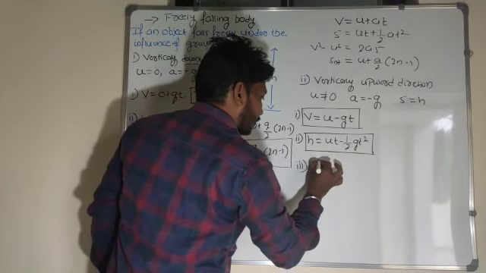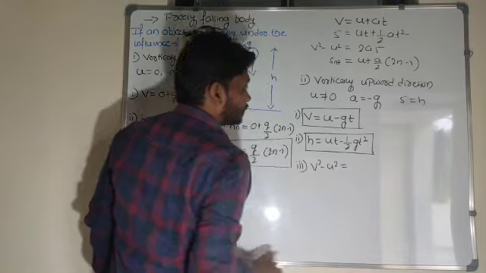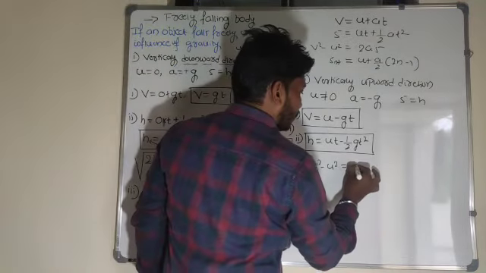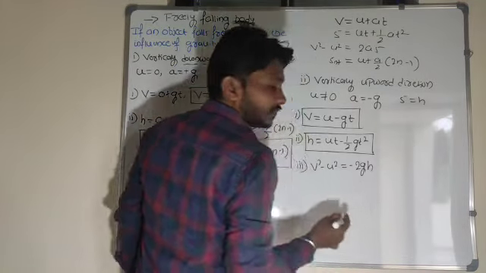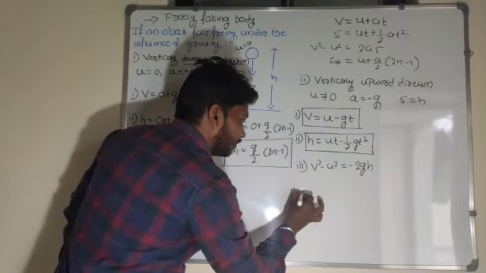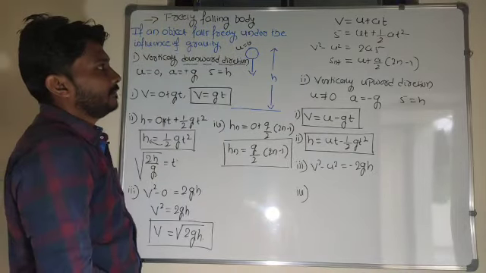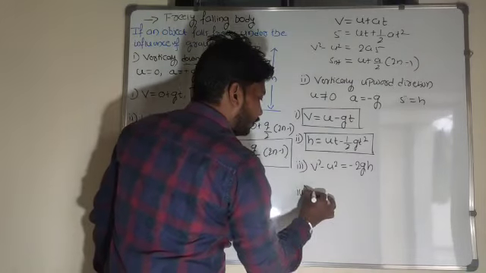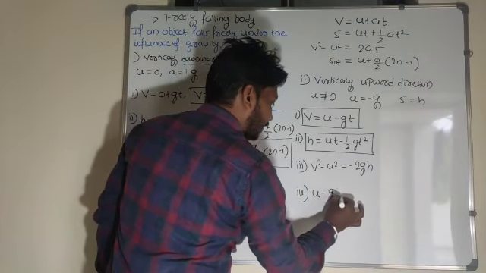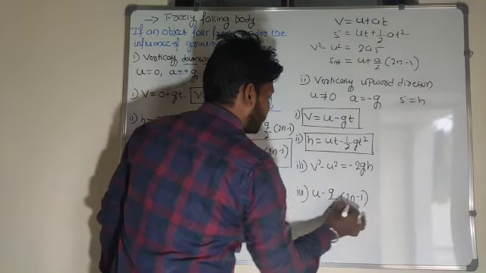Next one, v square minus u square. So that is equal to minus 2gh here. And next one, u minus g by 2 into 2n minus 1.